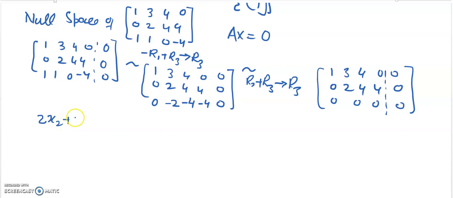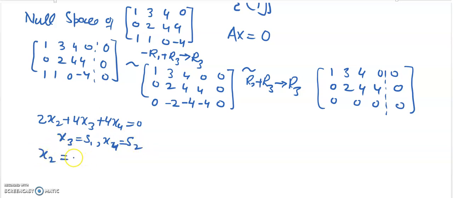2x2 plus 4x3 plus 4x4 is equal to 0. So from here I think we need to take two free parameters. So we take x3 as s1, x4 as s2. Okay, so we find 2x2 equal to minus 4 s1 minus 4 s2, and then that is x2 is equal to minus 2 s1 minus 2 s2.